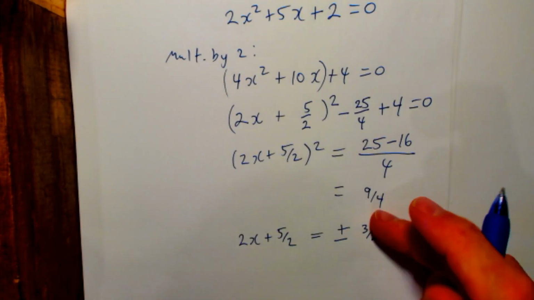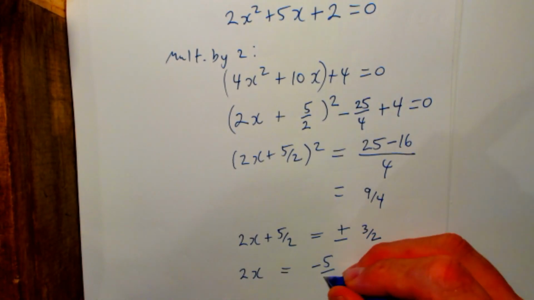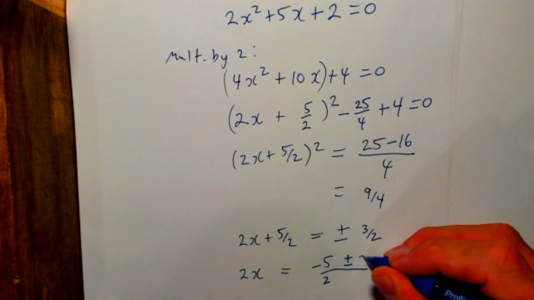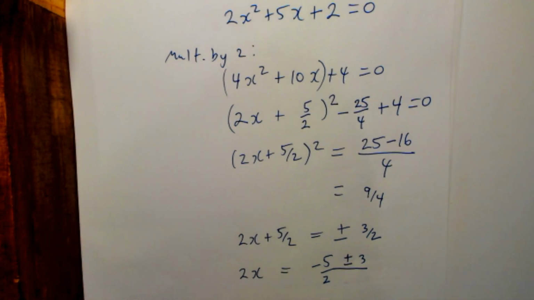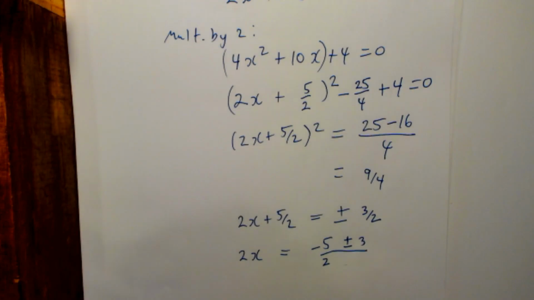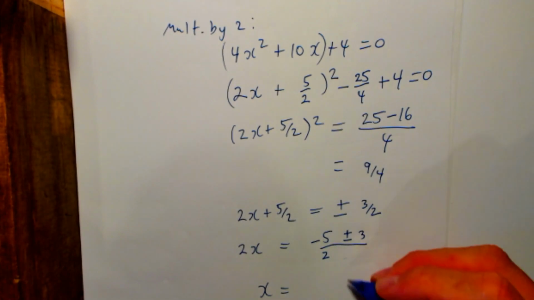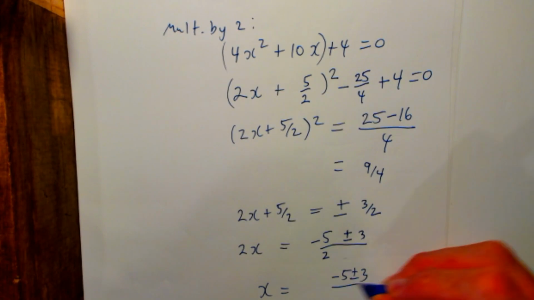Okay, next we want to take this over. So 2x equals minus 5 over 2 plus or minus 3. Now I've written that over the single denominator 2 because we can there. It's common. And then we divide by 2 and we have x is equal to minus 5 plus or minus 3 all over 4.